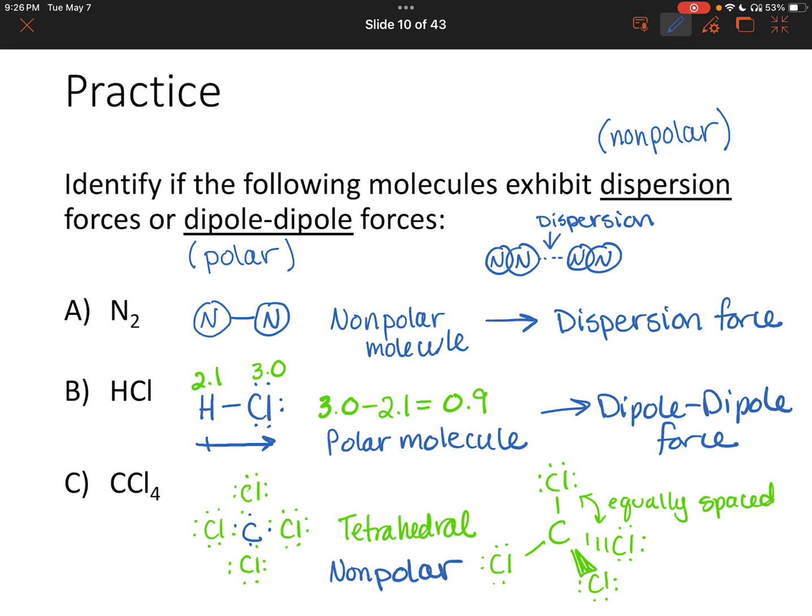So, since this is a nonpolar molecule due to the geometry of the molecule, which force do we expect between carbon tetrachloride molecules? Dispersion forces.